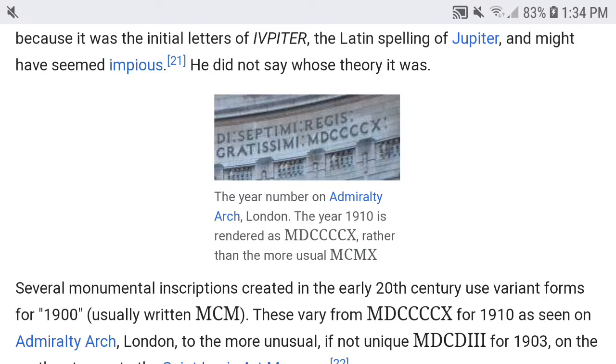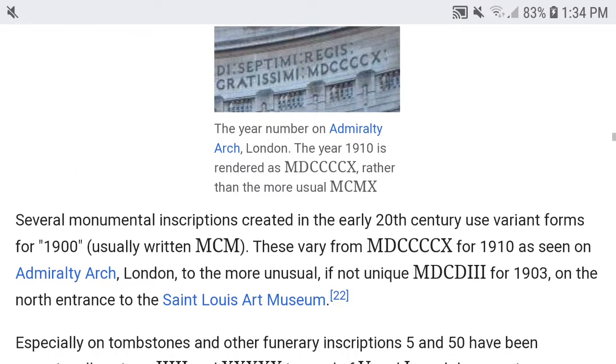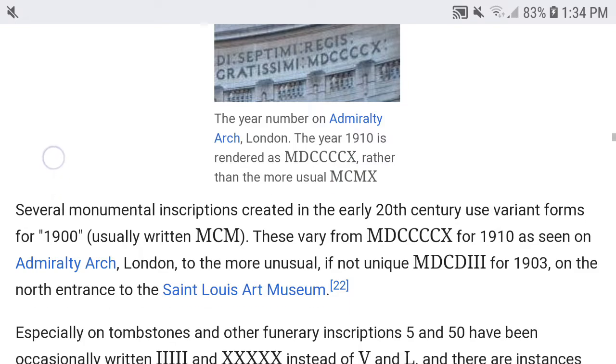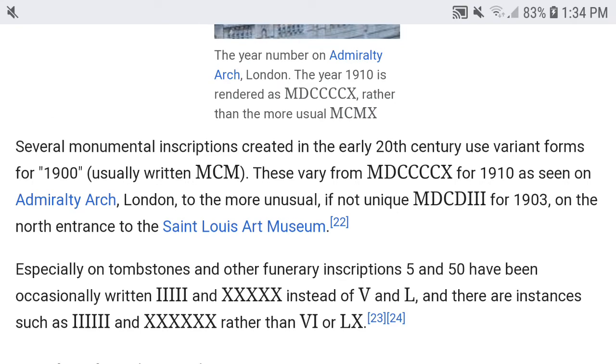M is 1000, D is 500, and then followed by 4C, which is different from what it should be, right? Which is MCM for 1900, and then followed by X, which is the same still. Interesting. Several monumental inscriptions created in the early 20th century use variant forms for 1900, usually written MCM. This varies from MD4CX and then, if not unique, MDCD3 for 1903.